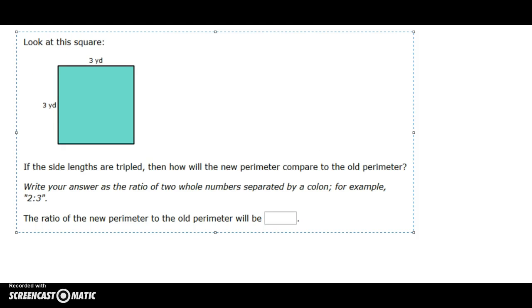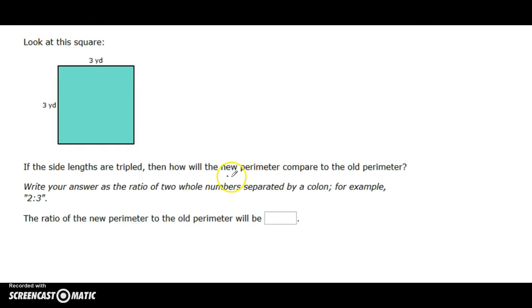Okay, for this one they want us to write a ratio. And so they want to compare the new perimeter to the old perimeter. How will the new perimeter compare to the old perimeter? Okay, so they want new perimeter first, old perimeter second. So let's first find the old perimeter. So 3 yards square. So that's a 3, that's a 3. When I go 3 times 4, 3 plus 3 plus 3 plus 3, I get 12.